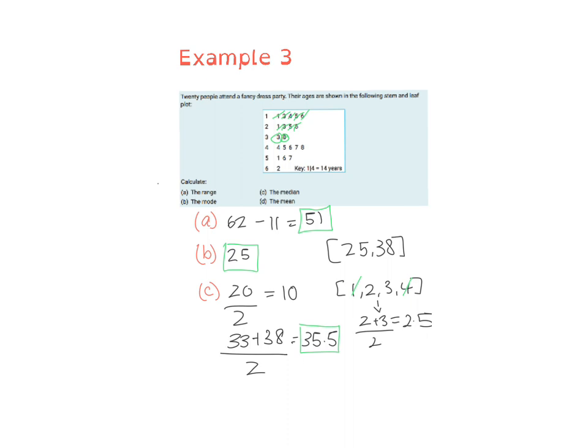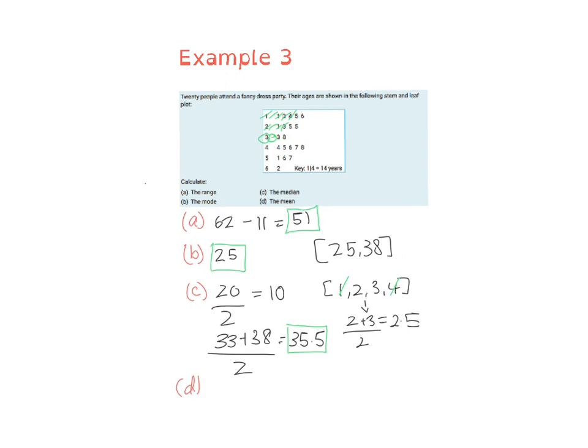So again, it's just important to know how many people are being surveyed. Is it even or is it odd? If an even number of people are being surveyed, that means, like I said here, you go out to the 10th term, and then you take the term after that as well. So the 10th term was 33, the 11th was 38. I add them and I divide by 2.